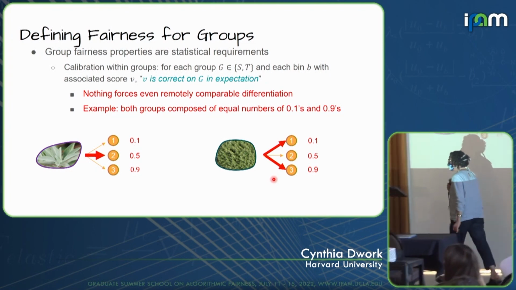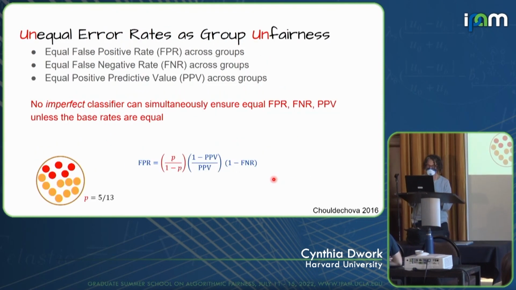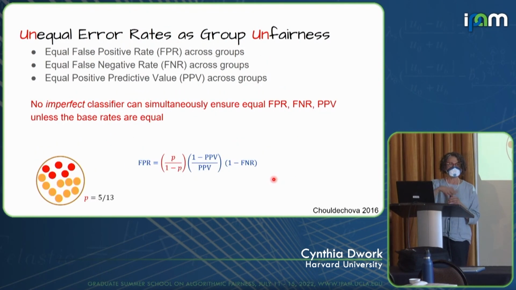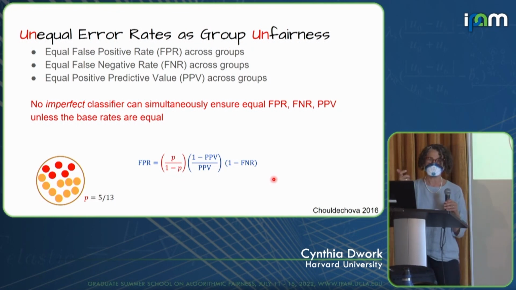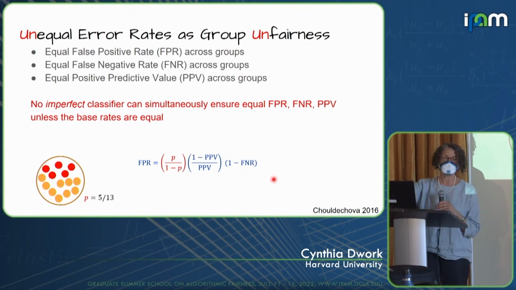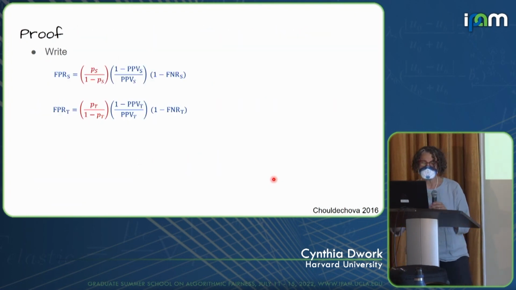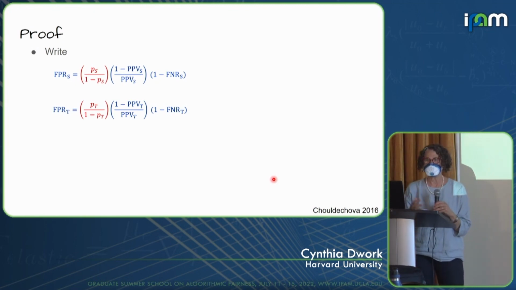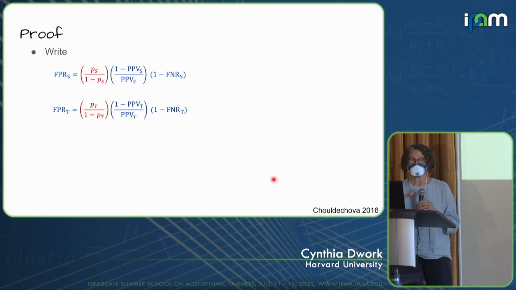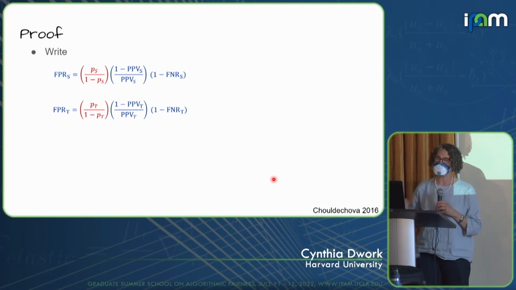Excellent. Good. Okay. So if you're not sure about this equation, go to the Wikipedia page for the confusion matrix, and plug in the definitions of these quantities, and you'll see this. And this has nothing to do with what group you're in. This is just a mathematical fact. So it's going to be true both for the members of S and for the members of T.